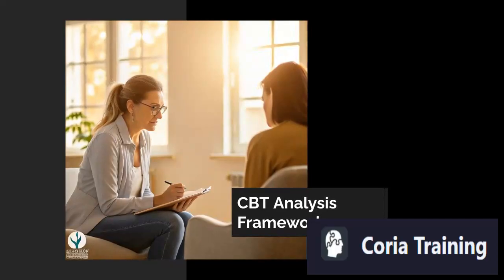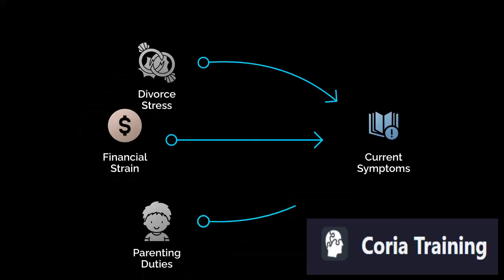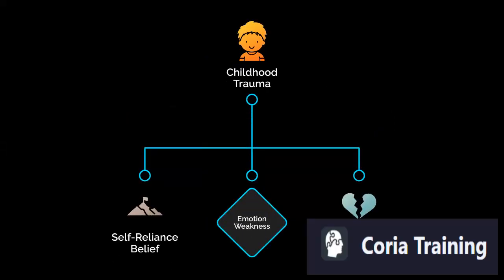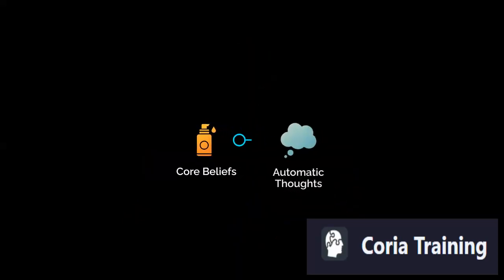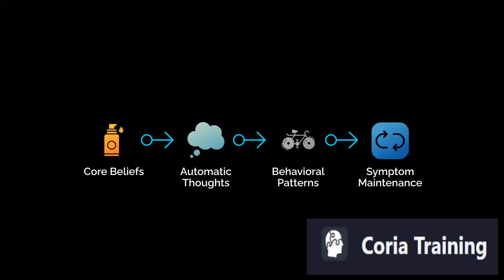The CBT analysis framework examines Maria's case through cognitive behavioral therapy principles to guide treatment planning. 3 major stressors, her difficult divorce, financial problems, and parenting challenges, combine to fuel her depression and anxiety. Maria's childhood trauma created the foundation for her dysfunctional beliefs about self-reliance, emotional weakness, and trust issues. Her psychological struggles follow a predictable pattern where core beliefs generate negative thoughts that drive avoidant behaviors, maintaining her distress.